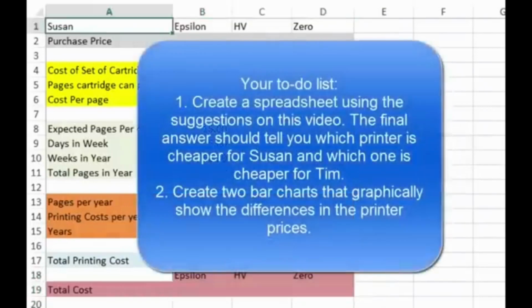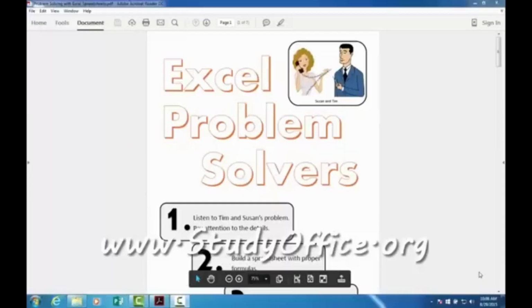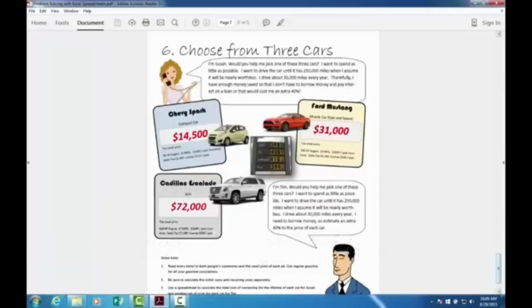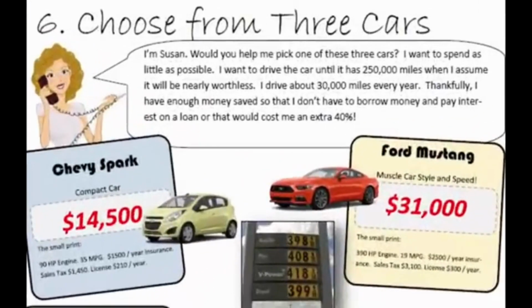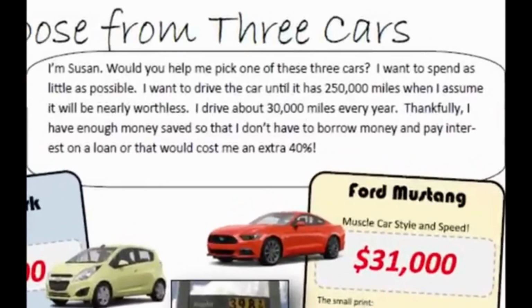Welcome to the last in the series of Excel problem solvers. On this video, Susan and Tim are asking us to help them purchase a car. Susan says, "Would you help me pick one of these 3 cars? I want to spend as little as possible. I want to drive the car until it has 250,000 miles when I assume it will be nearly worthless.